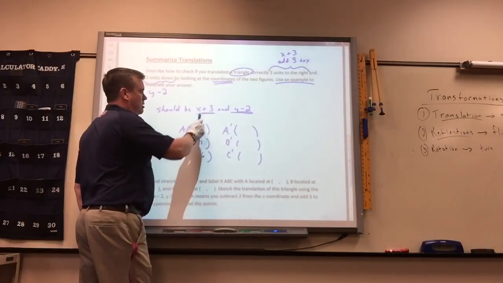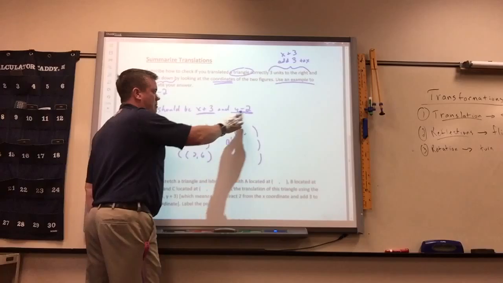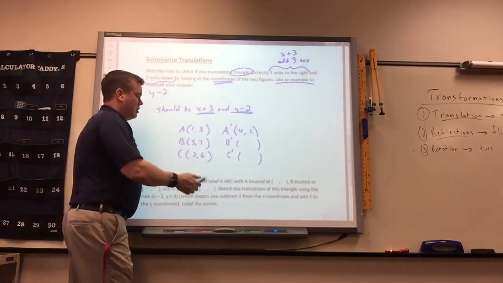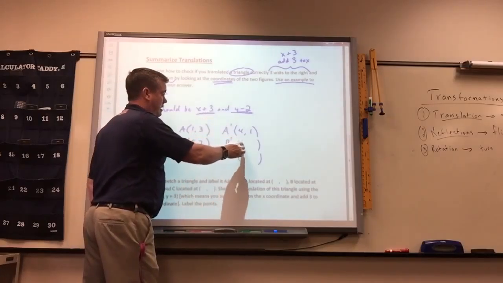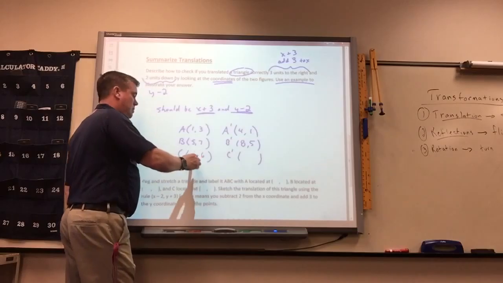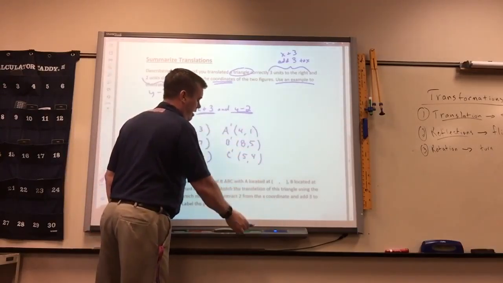So all you got to do is add 3 to the x. So this would be 1 plus 3 is 4. And then subtract 2 from the y's. 3 minus 2 is 1. Everyone understand that? Yeah. So 5 plus 3 is 8. 7 minus 2 is 5. 2 plus 3 is 5. 6 minus 2 is 4.